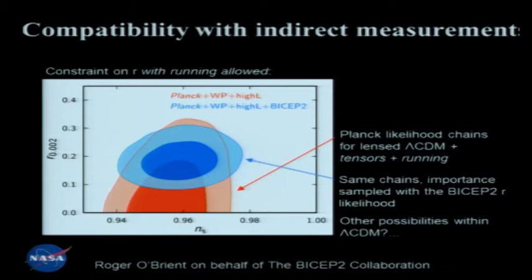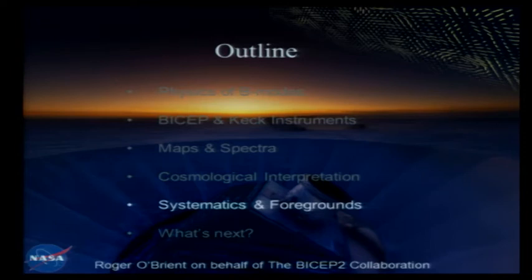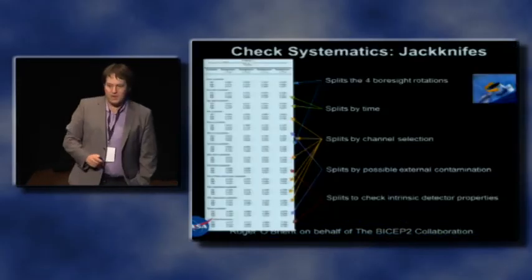Right. So at this point in time, you're invited to be critical of this, and we welcome your scrutiny. You may be wondering, could this be a systematic, or could it be some sort of a foreground effect? We by convention bin these as separate categories, so instrumental systematics or foregrounds, and I'll discuss them separately. So we handle systematics in a few different ways.